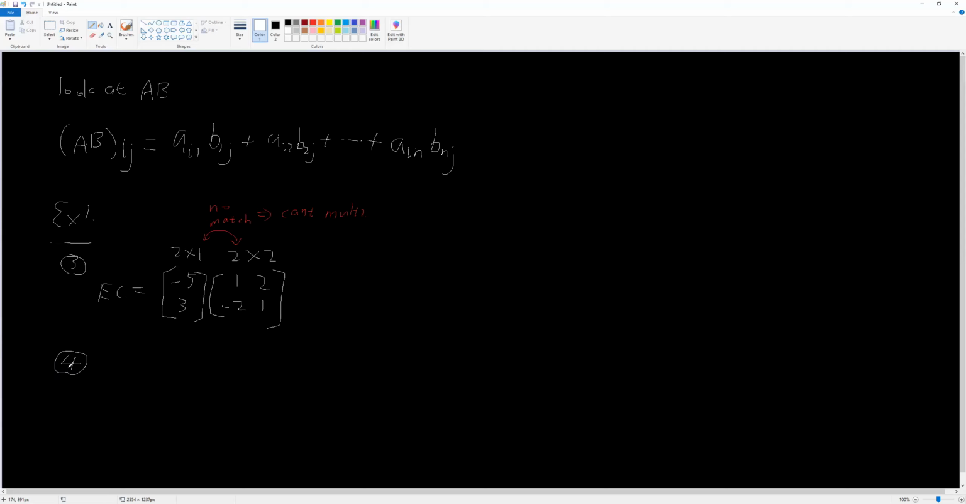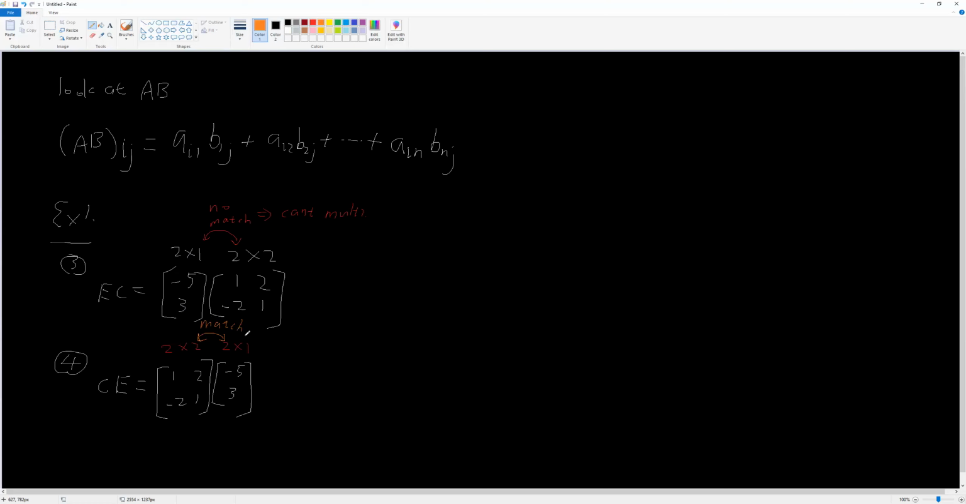So let's look at part 4, which is CE. CE is flipping these two matrices. So I have [[1, 2], [-2, 1]] multiplied by [-5, 3]. Now let's check again if their sizes match. This is 2 by 2, and this is 2 by 1. In this case, they do match. These two numbers match.